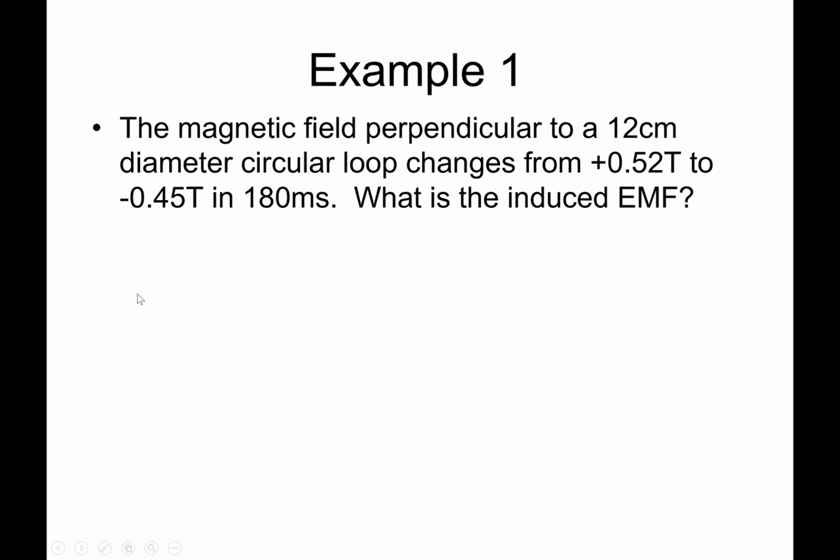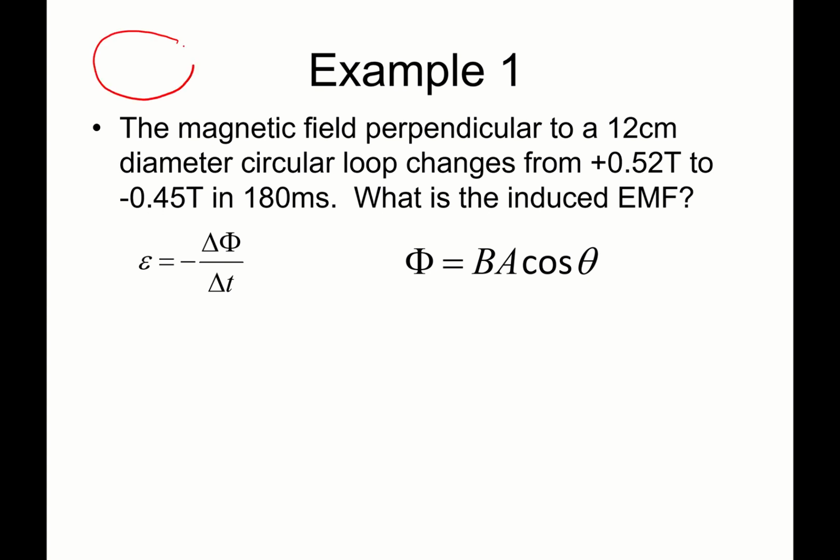So first of all, let's calculate using our two equations the induced EMF in a circular loop that's got a 12 centimeter diameter. So the diameter is 12 centimeters or 0.12 meters. The radius then is going to be half the diameter, so 0.06 meters. And the area of the loop is pi r squared. It's going to be pi times 0.06 squared, which is a small number, 0.0113 meters squared.